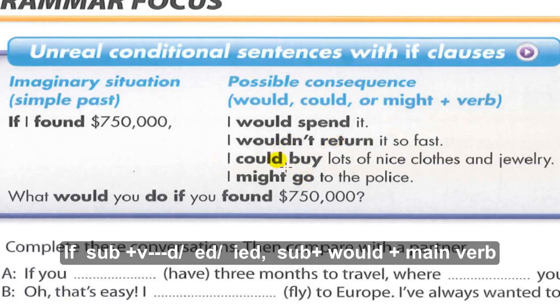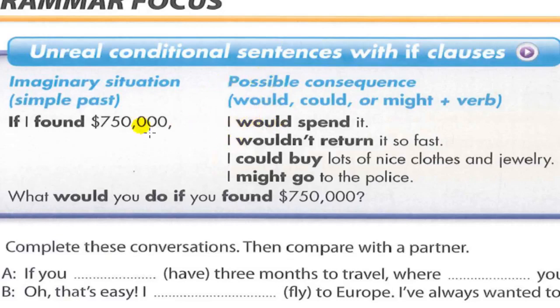Negative: wouldn't, couldn't. So here you will have if, subject, verb in the simple past, comma, the second sentence: subject, would, could, might, plus main verb. We use this to express unreal conditional sentences. The most common we use is would. If I found, I would. And I would, short, I'd. If I found $750,000, I'd spend it. So we use would, could, and might. Might: possibility, maybe.